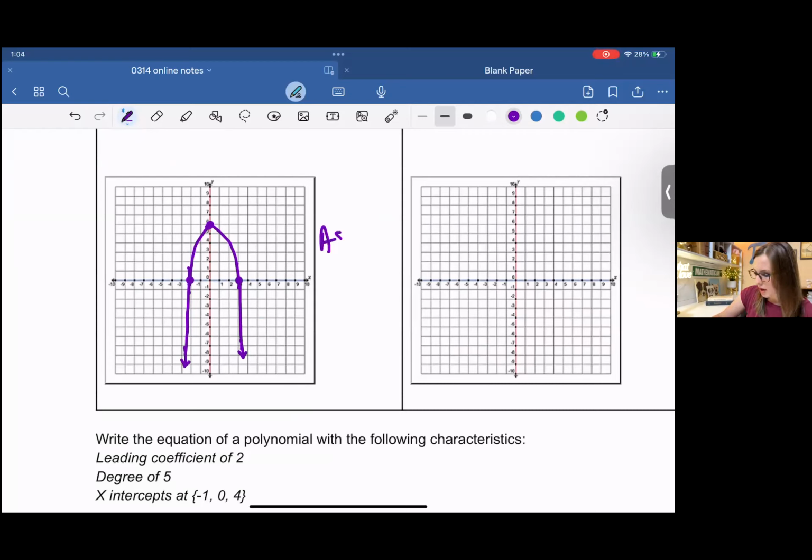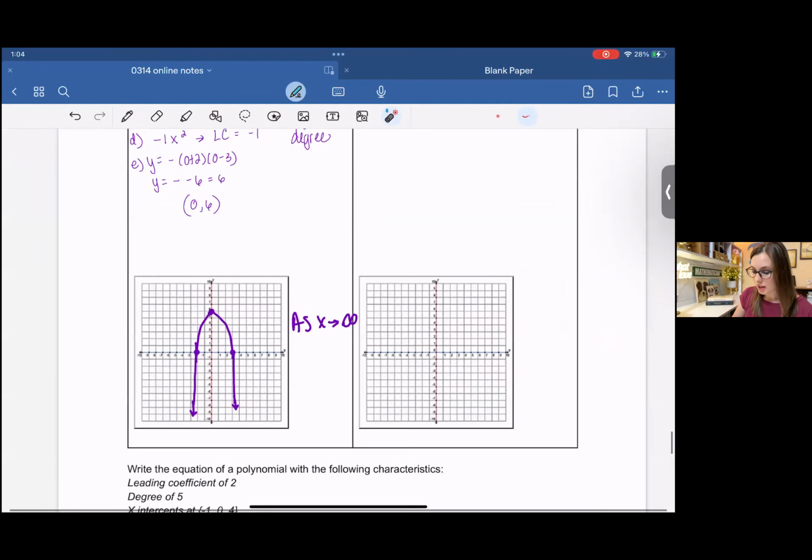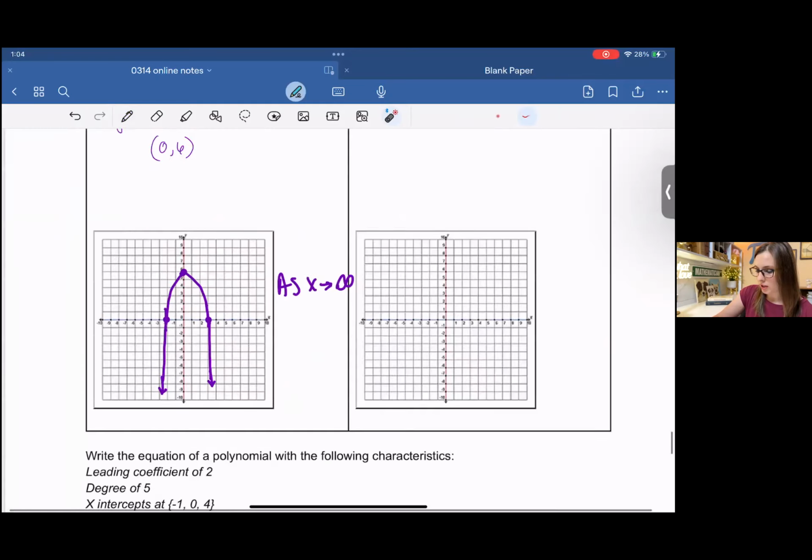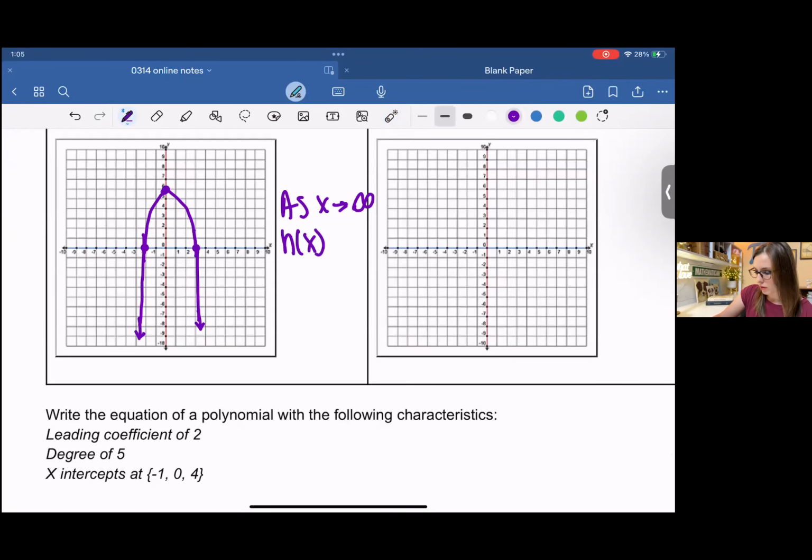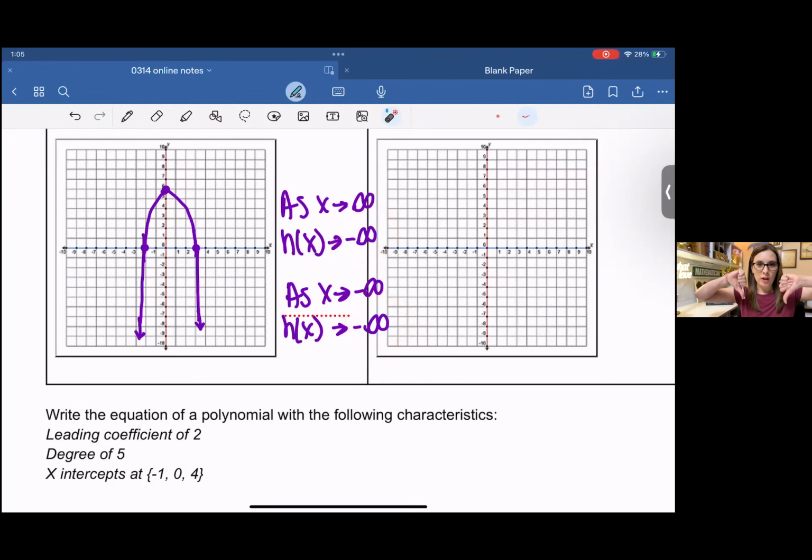So as x approaches positive infinity, what is happening to the y values? They're going in the negative infinity direction. So y approaches negative infinity. And then as x approaches negative infinity, the other side of the graph, y is also approaching negative infinity. So my y values are pointing down in the negative direction. And that's all you have to do.